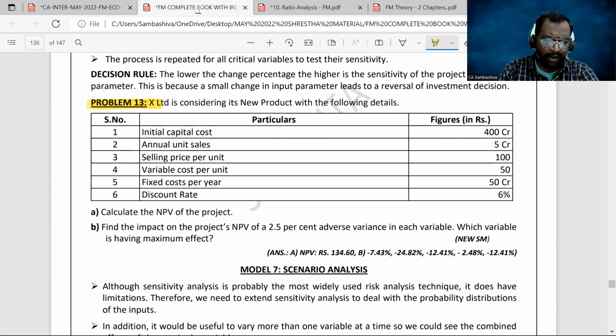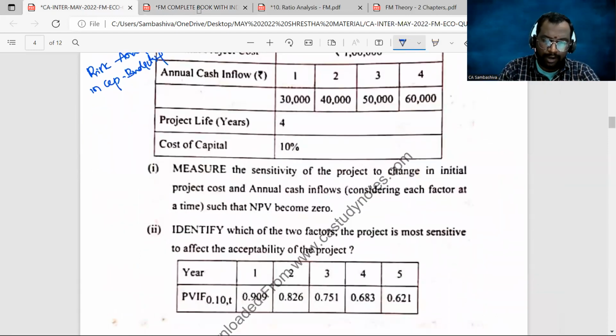So where you have initial capital cost, annual unit sales, selling price per unit, variable cost per unit, fixed cost per year, and discounting rate. And find out the impact on the project's NPV of a 2.5% adverse variance in each variable and which variable has a maximum effect. You can also see here, measure the sensitivity of the project.